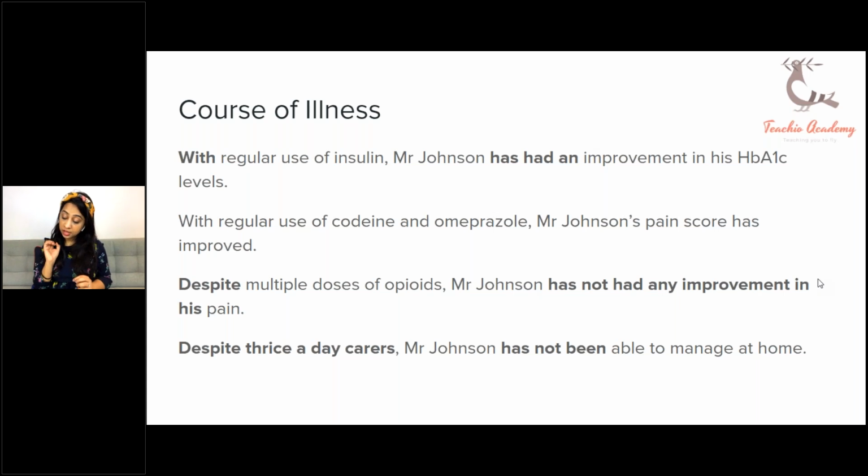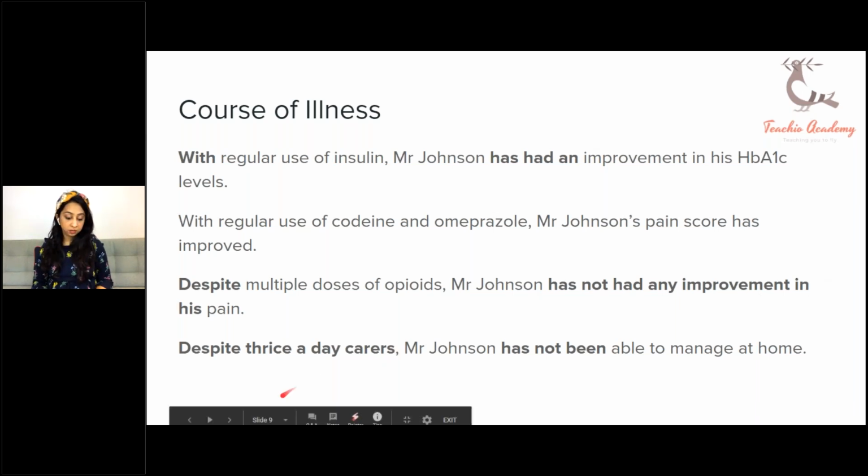So HbA1c levels have shown an improvement. In addition, comma, his pain score has also showed a good progress after using codeine and omeprazole on a daily basis. So it's always on a daily basis, and Mr. Johnson has to be capital, and in addition you have to put a comma and its HbA1c levels have. Okay. All right. Moving on.